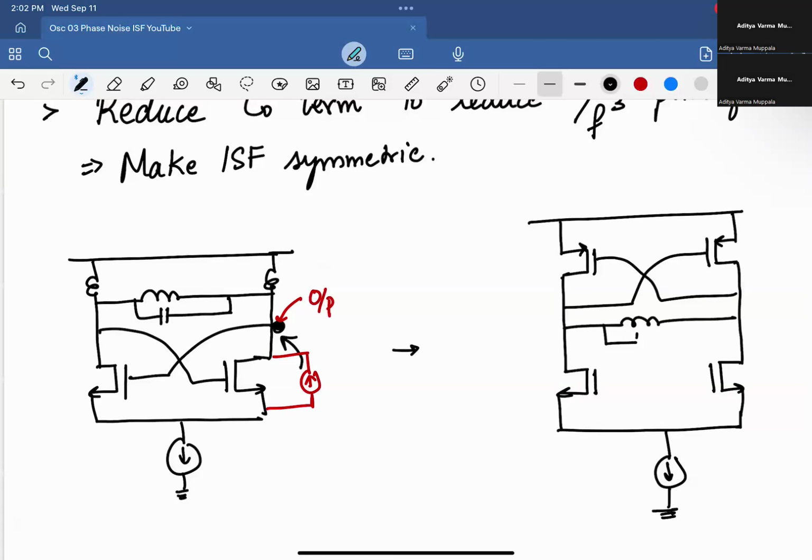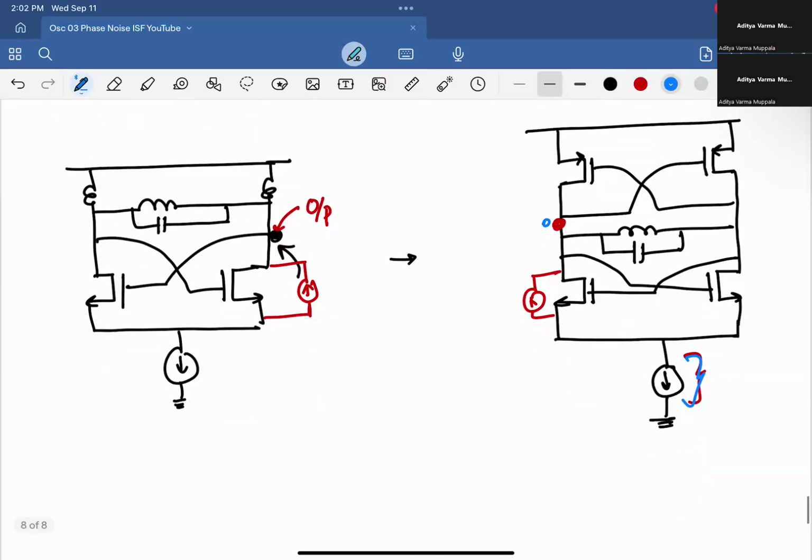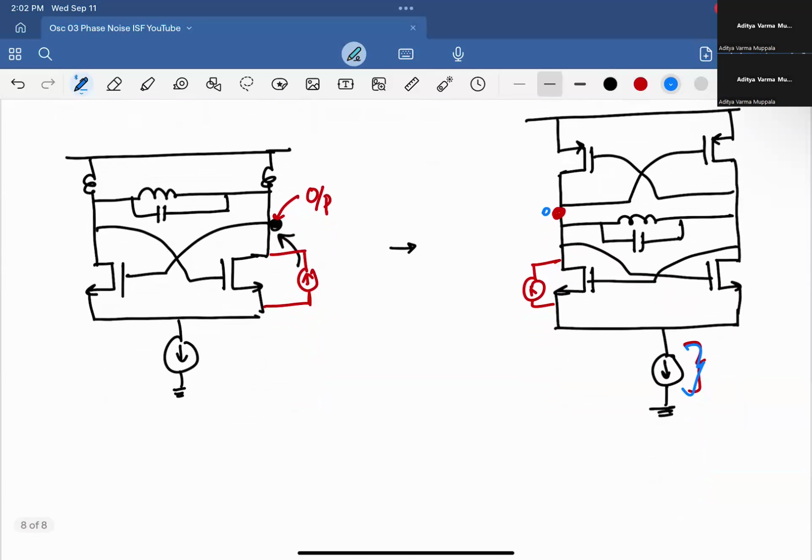So we'll look at these examples in simulation, but I'm just drawing it now to give you an idea. Okay, so now with respect to this source, the ISF at this node becomes symmetric and the phase noise goes down. But still there's an issue with this source, right? The ISF with respect to this source, from this source to this node, is still not actually that symmetric.